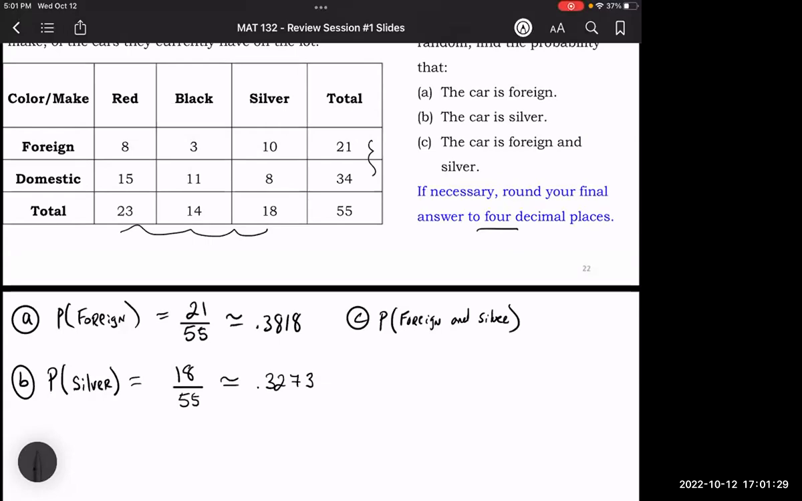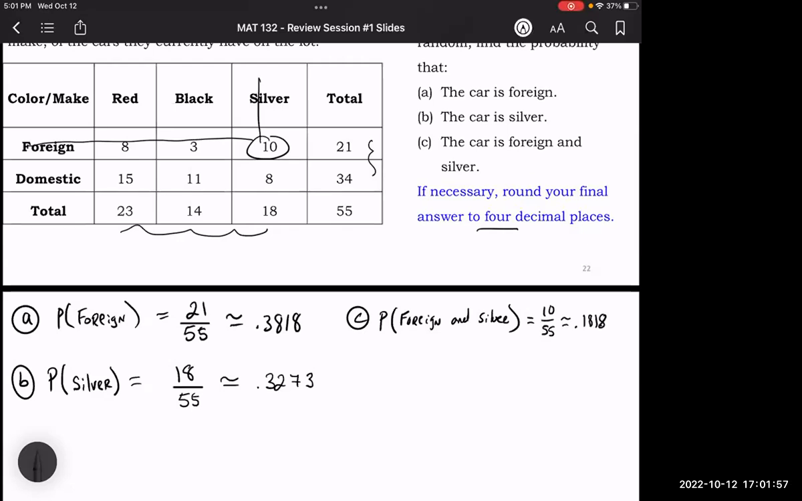Are we looking at specifically the totals here? No, you have to look at wherever the two variables intersect. So how many foreign cars were silver here? 10. That's right. You look at when the two variables intersect. So foreign and silver, put it together as a probability, it's going to be 10 out of 55. And if you want the decimal approximation, it should be 0.1818.